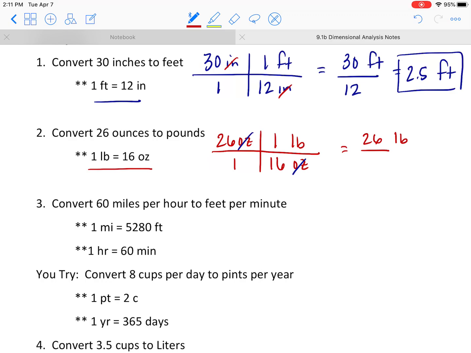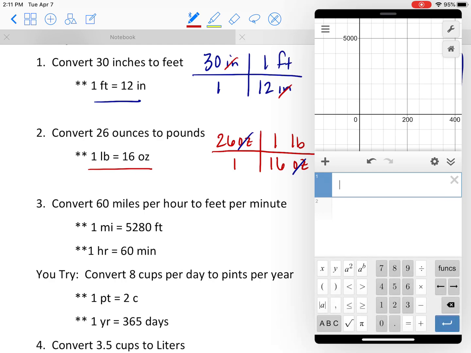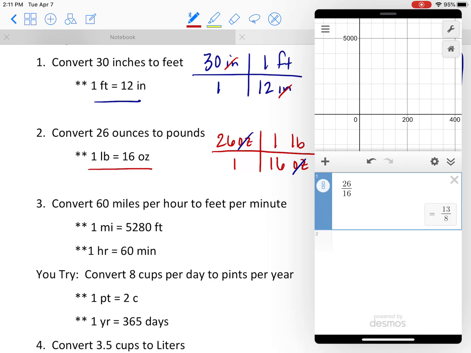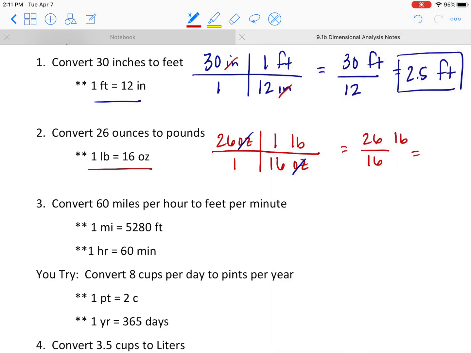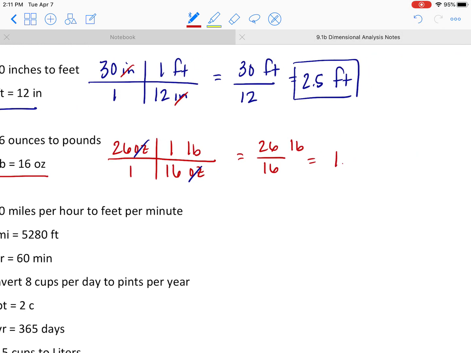Okay, so here we multiply straight across the top. 26 times 1 is 26. Multiply straight across the bottom. Oh sorry, this is 26 pounds here. And then 1 times 16 on the bottom is 16, and then it's just division. What is 26 divided by 16? 26 divided by 16 is 1.625, or if you prefer the reduced fraction, you could make it 13/8, but I'm going to make it a decimal.